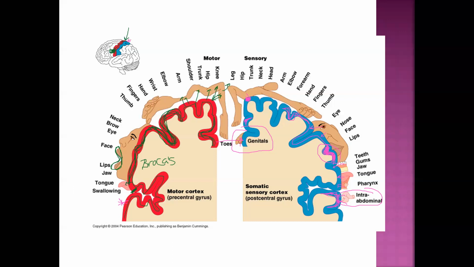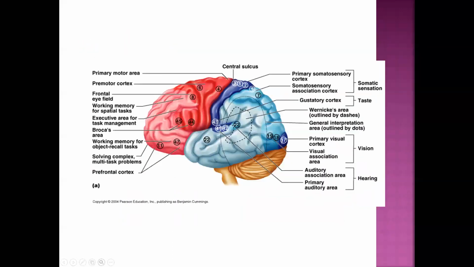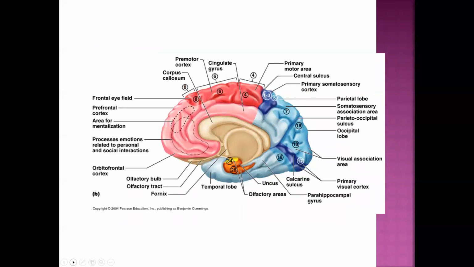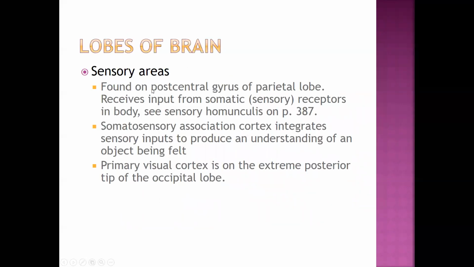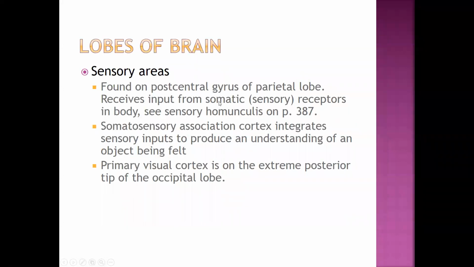Now we're going to go to the sensory. So we did the motor. Sensory areas are on the postcentral gyrus. So that's this thing right here, the postcentral. This was the precentral gyrus, that's motor. Postcentral gyrus is somatosensory, somatic and sensory. Let's put what somatosensory means.